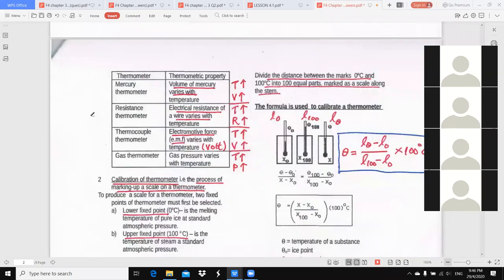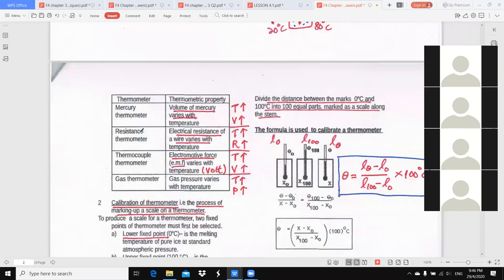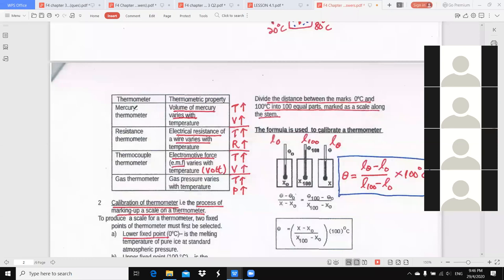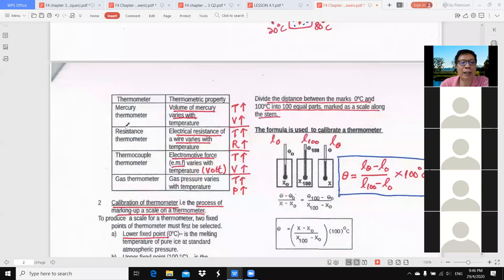Okay, we look at these few examples. The first thermometer: there are four types of thermometer in the world. One is the mercury thermometer. The second one is the resistance thermometer. This one I think you have never seen in your life before; when you go to university, only then you see it. Third, the thermocouple thermometer. And the fourth is the gas thermometer. There are four types of thermometer, but I think in your life, you only see this one.